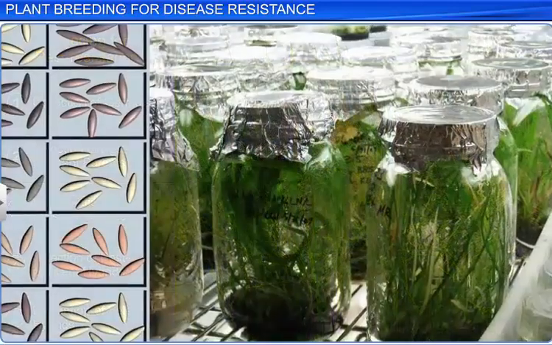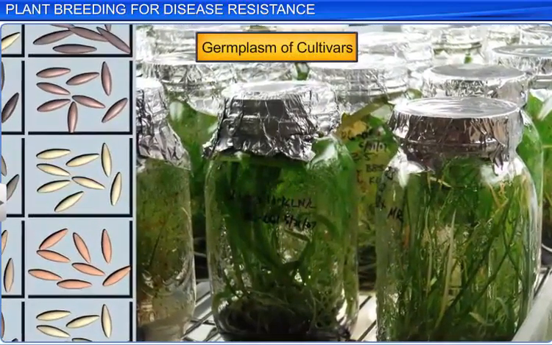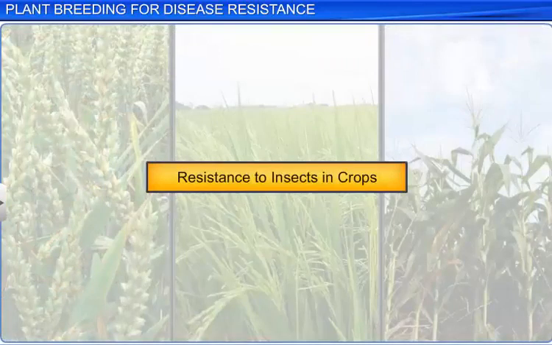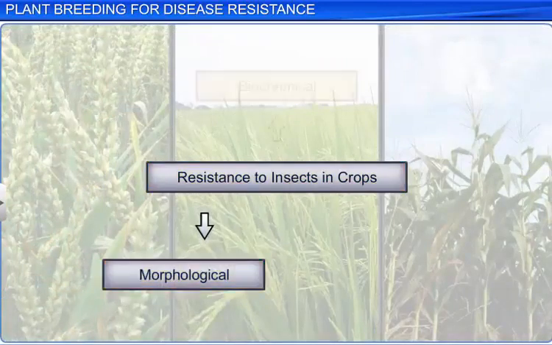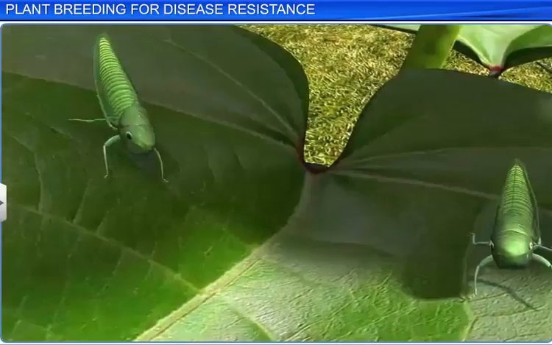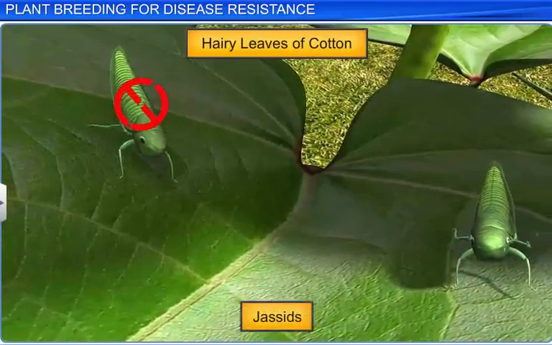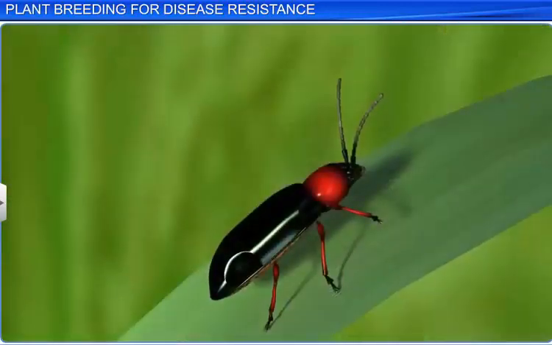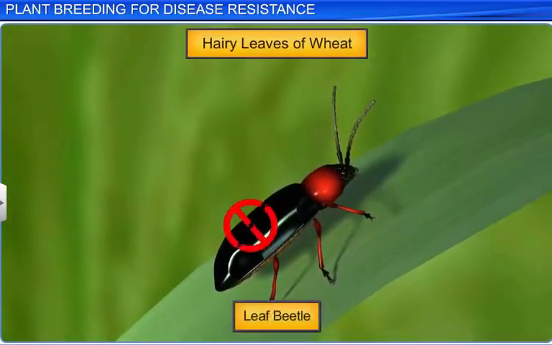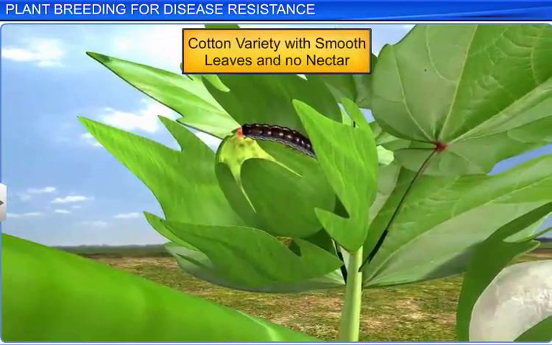Germplasm of cultivars or wild relatives are used as a source of pest-resistant genes. Insect resistance in crop plants can be attributed to the morphological, biochemical, or physiological features of a crop. For example, hairy leaves on cotton make it resistant to jassids, while hairy leaves on wheat make it resistant to cereal leaf beetle. Also, smooth leaves and the absence of nectar in some cotton varieties protect them from bollworms.